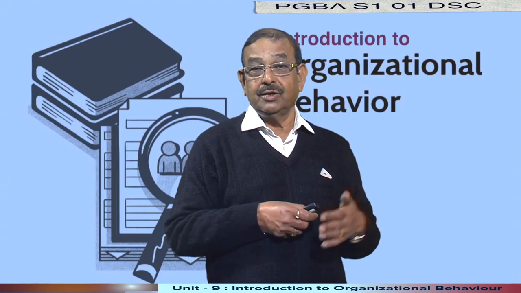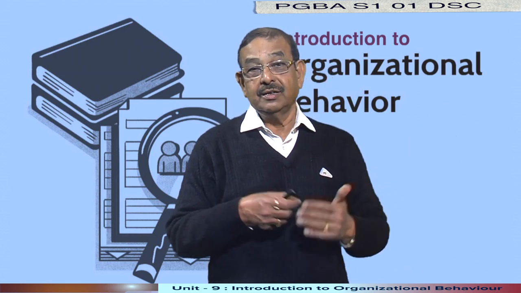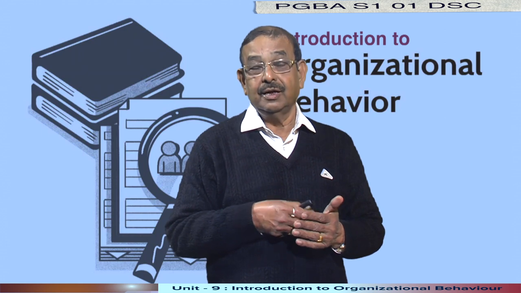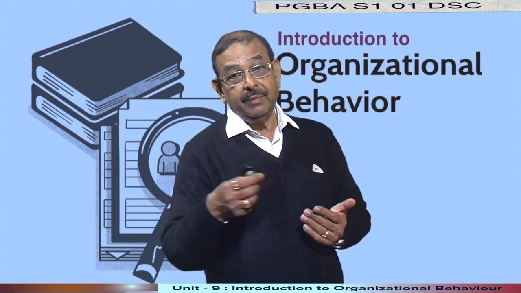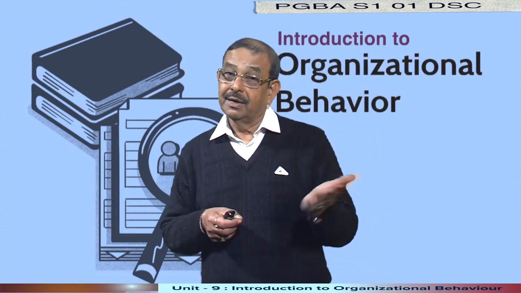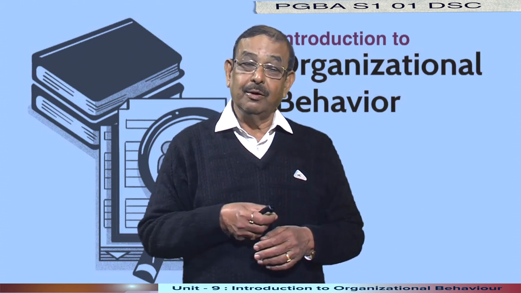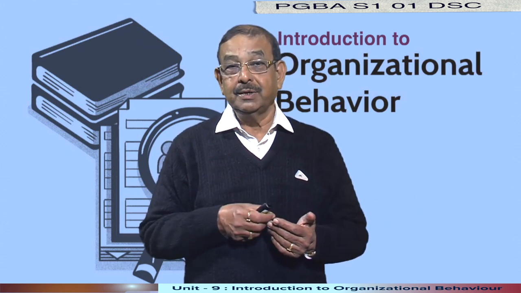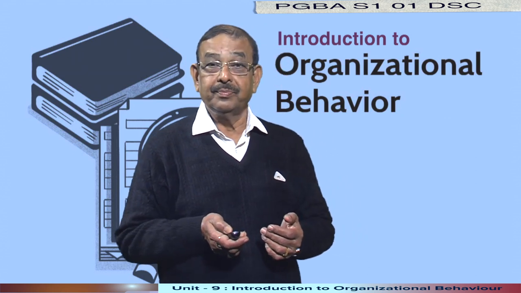In the 20th century, first half, second half, Frederick Winslow Taylor's scientific management principles dominated. Then came Henri Fayol. Then came Elton Mayo. Likewise, there's Max Weber's bureaucratic theory of management, and later on Peter Drucker's theory, management by objectives. That management by objectives has high implications for OB, organizational behavior.